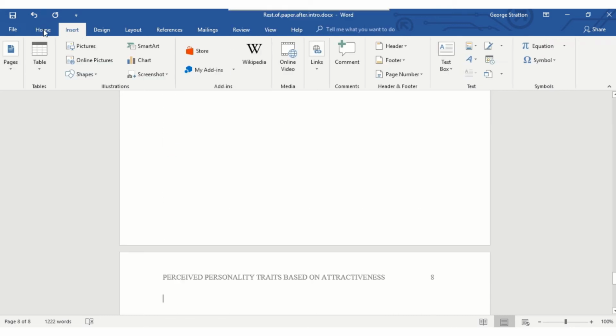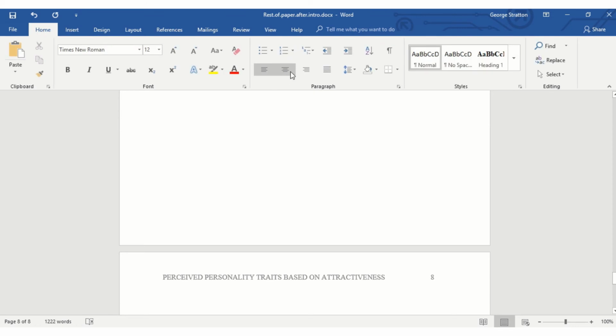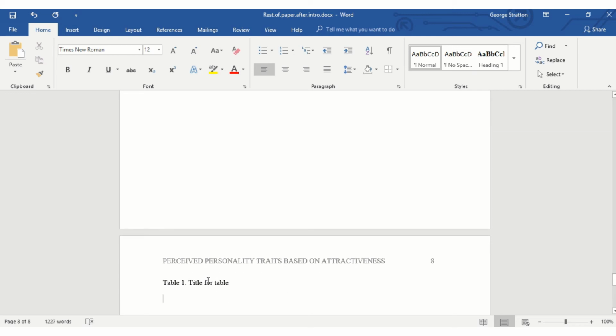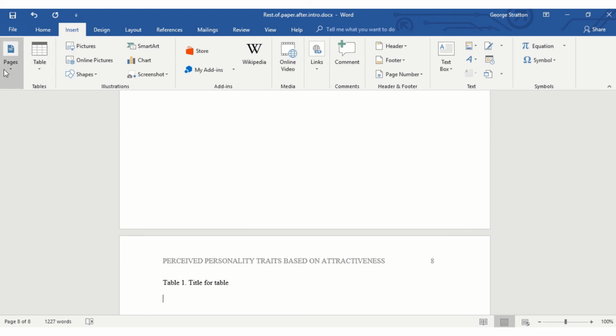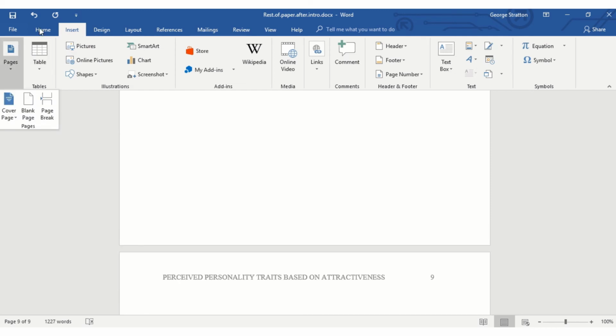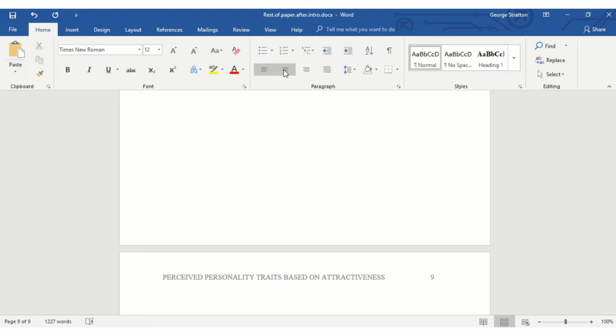And the first page after your references is going to be your data table. So it should be table 1, and then you should have a title for your table. And then you should have the table. So that's already done and explained in another assignment, so we're going to skip that there. So after the data table, you're going to insert a page break, and then you're going to have the appendix.